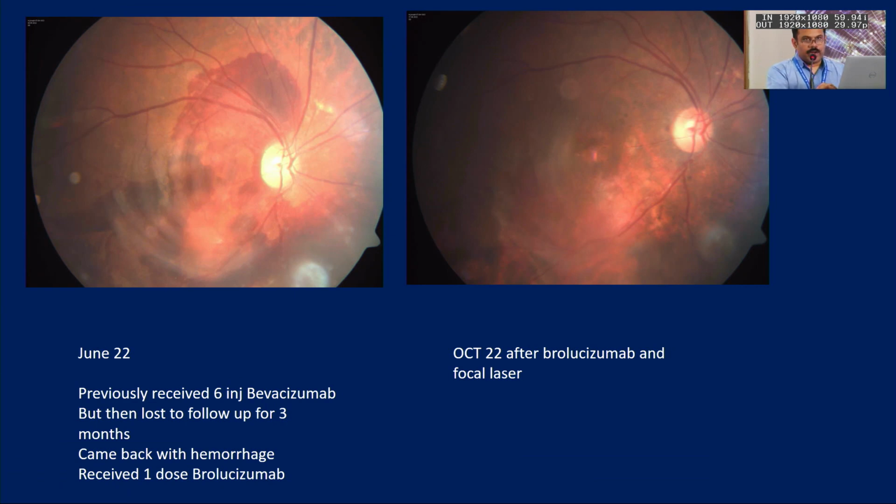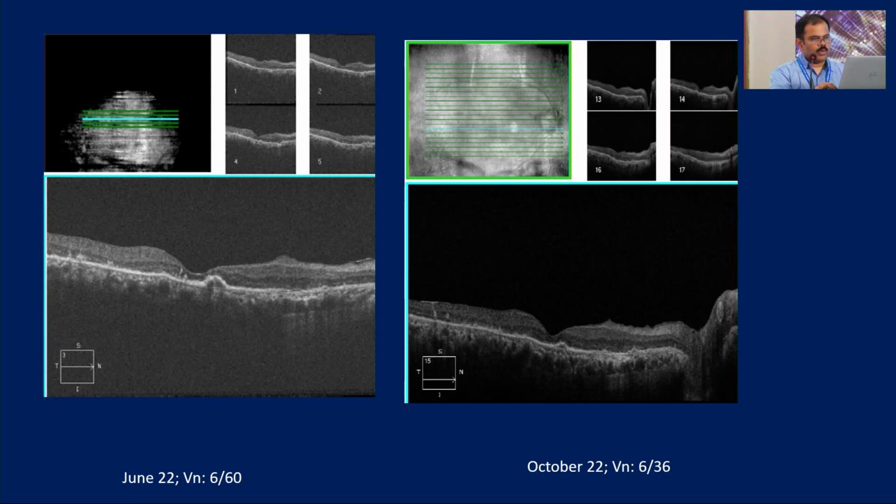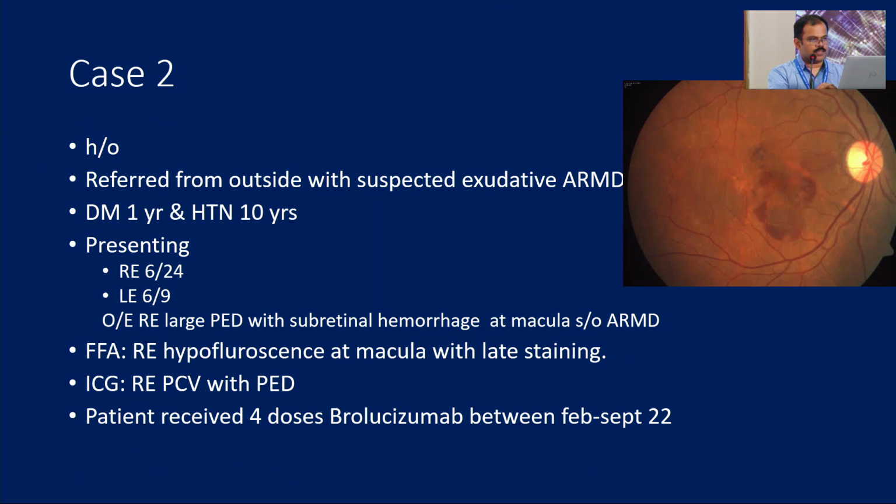The patient previously received 6 intravitreal bevacizumab injections, but then was lost to follow-up and had a subretinal hemorrhage. He came back with the hemorrhage, and after 1 dose of brolucizumab, we did a focal laser to that peripheral polyp, near the arcade. You can see that even though the central macula remains almost the same, the vision improved to 6/36. Now let's go to case number 2.